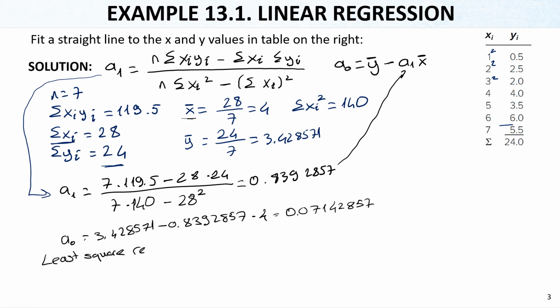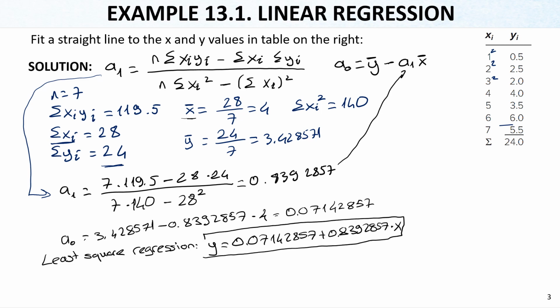With these, the least square fit, or least square regression, is just y equals a0, which is 0.0714287, plus a1, which is 0.839287, times x. So this is our data regression, let's say, and we can simply put x values here to predict y values, and it will give us a straight line, and that straight line is given here.